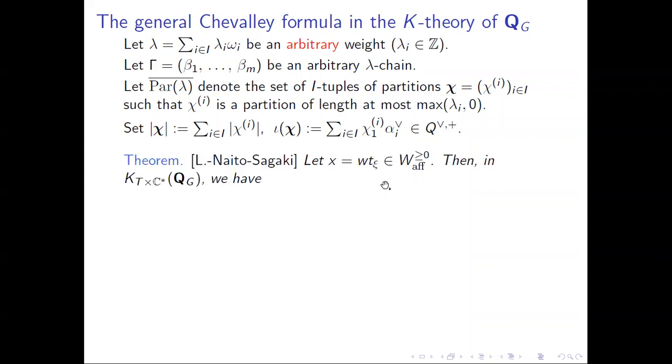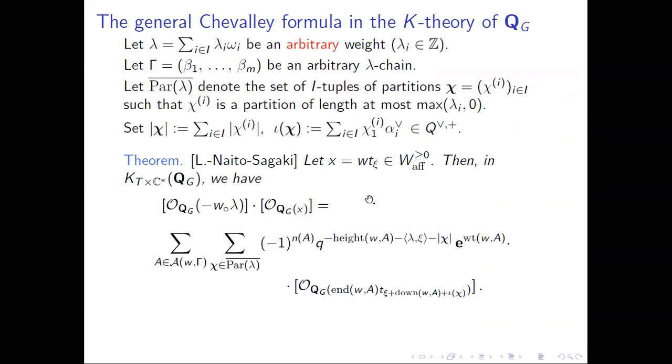So now finally, with all these statistics, I can write down the Chevalley formula. You take an arbitrary element of the positive part of the affine Weyl group, written as W translation of psi. Then in this T cross C star equivariant K-theory of the semi-infinite flag manifold, we have the product of an arbitrary Schubert class with the class of the line bundle corresponding to lambda. It's easier to just apply a negative W0 to this lambda, but lambda is arbitrary.